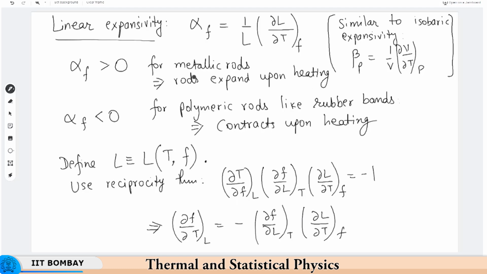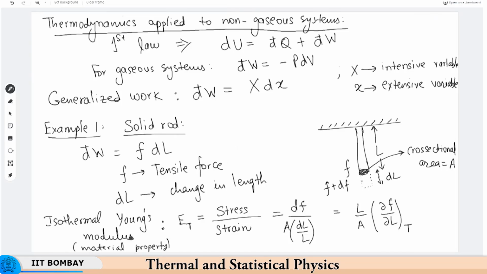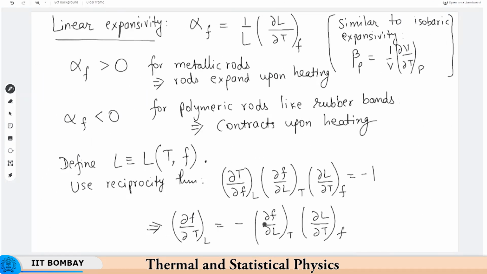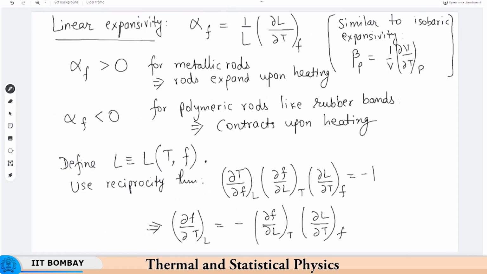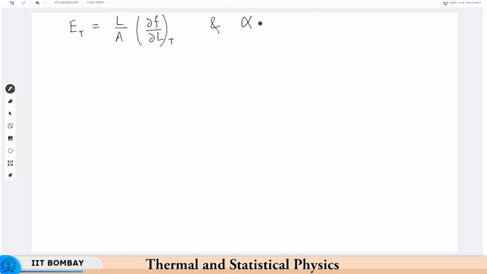Okay. But remember the definition of isothermal Young's modulus, right. That contains del F by del L at constant T, so I can just substitute. So remember E_T, the Young's modulus at constant temperature, we saw this was L divided by A times del F by del L at constant T, and also the linear expansivity alpha_f as 1 by L del L by del T at constant F.